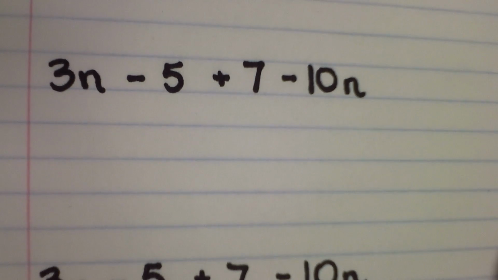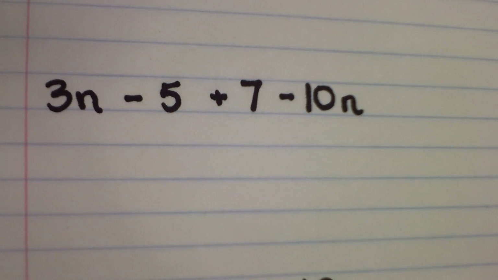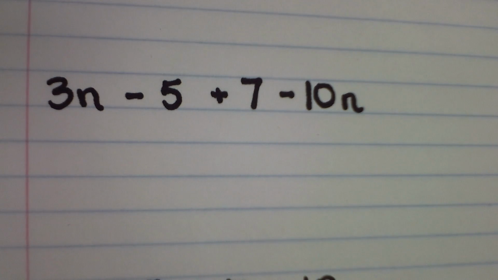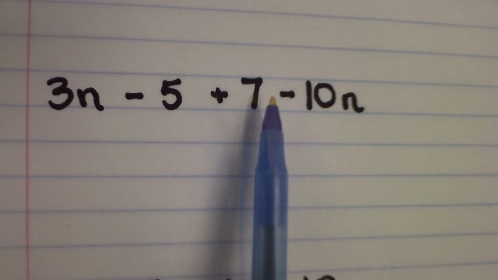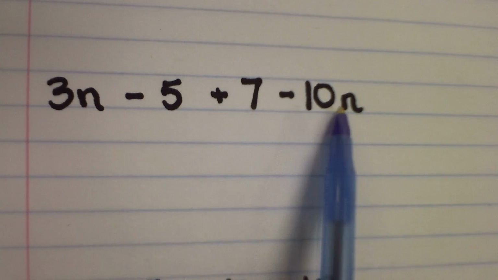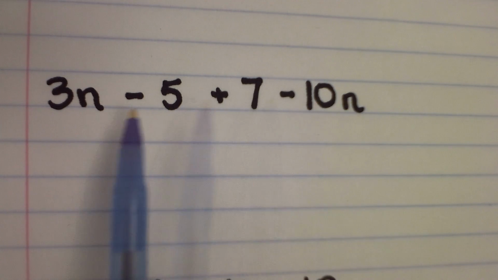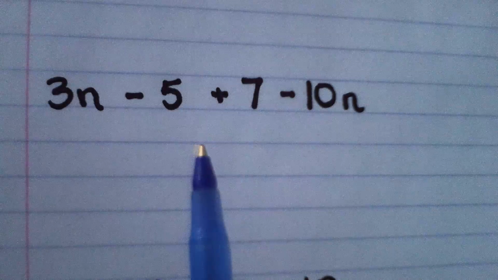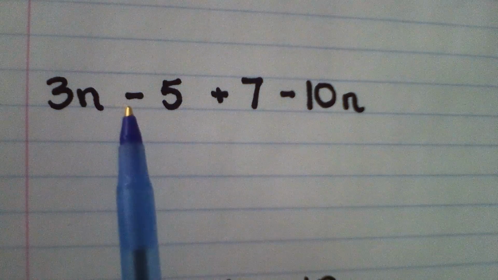Okay, so I have another expression that I want to talk about, 3n minus 5 plus 7 minus 10n. And I want to talk about it because when you have subtraction in these expressions, you really can't use the associative property to group like terms until you turn the subtraction into addition of the opposite.